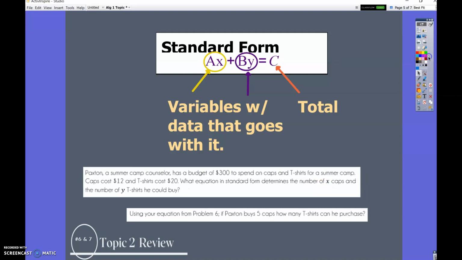So in this case, I do note that x is going to be the ball caps, and y is going to be the t-shirts. Once you know those variables, be sure to place the numbers or coefficients that go with them in front of those variables. Another big hint is the last number, the c value if you will, is always the total or the final amount. Try number 6, creating your standard form equation, and use it to solve number 7, trying to see if Paxton could really buy 5 caps, how many t-shirts would he also be able to purchase?